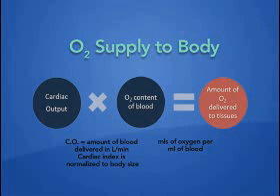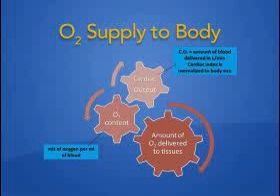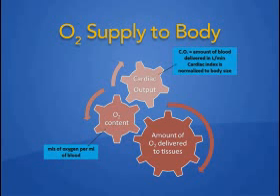Oxygen supply to the body is a simple equation. It's the cardiac output times the oxygen content of the blood, which equals the amount of O2 delivered to the tissues. The cardiac output is the amount of blood pumped expressed in liters per minute. The cardiac index is normalized to body surface area. The oxygen content of the blood is the number of milliliters of oxygen per milliliter of blood.